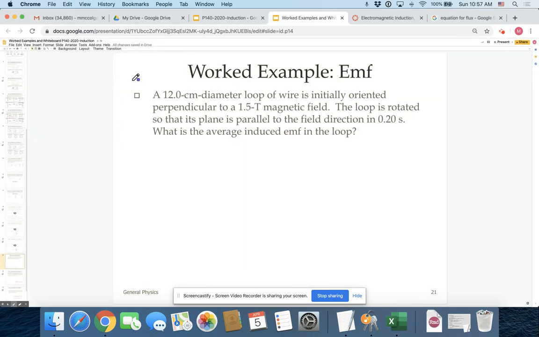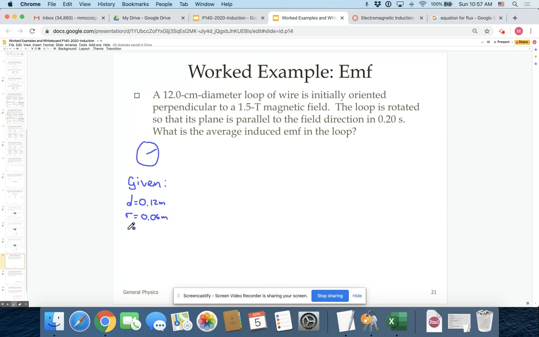Okay, in this example, we're going to actually calculate the EMF. So we're going to draw a picture. We have a loop of wire, and we know that the diameter is, so let's see our givens. Our diameter is equal to 12 centimeters or 0.12 meters. And that means that our radius is equal to 0.06 meters.